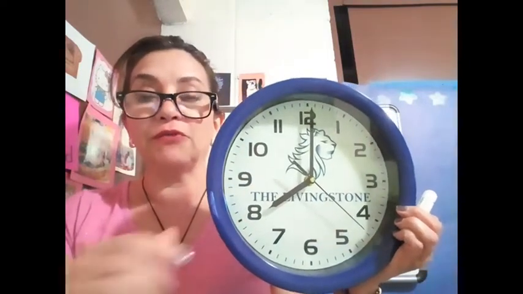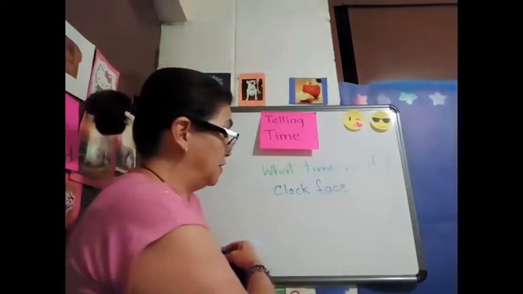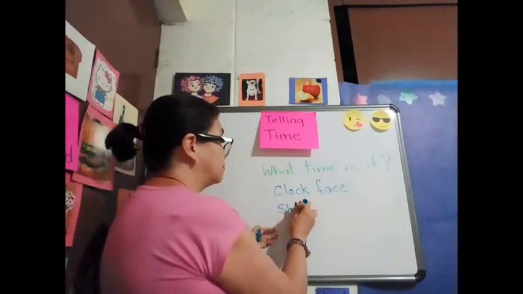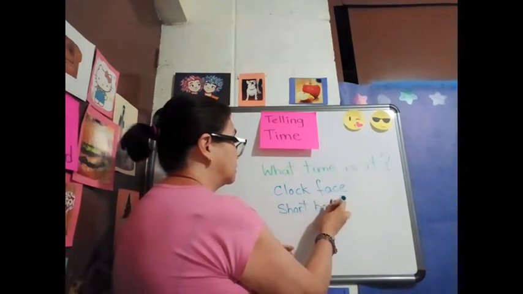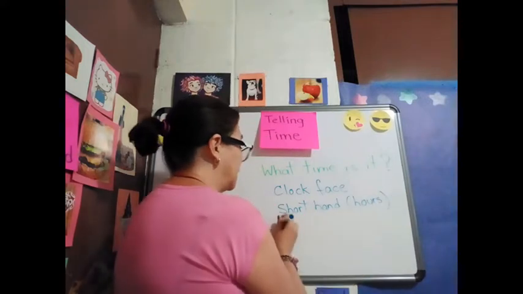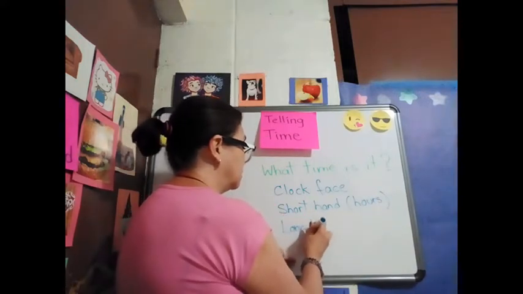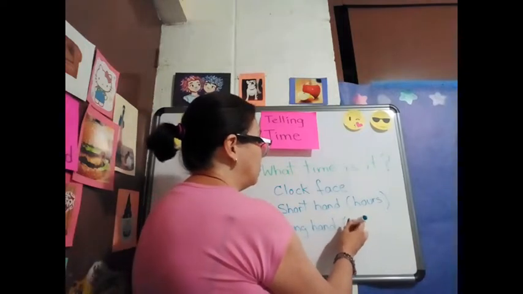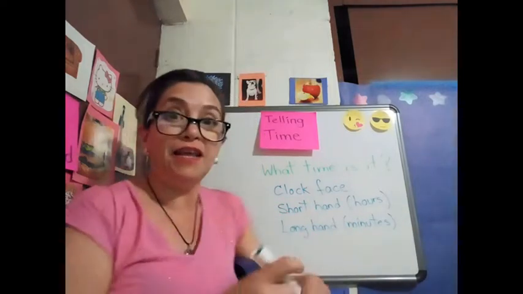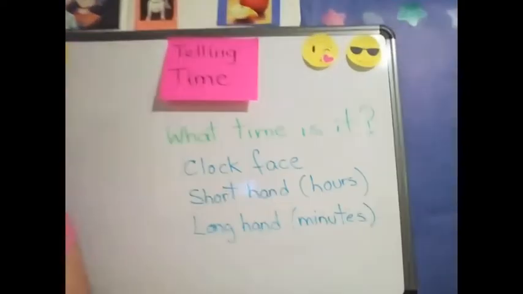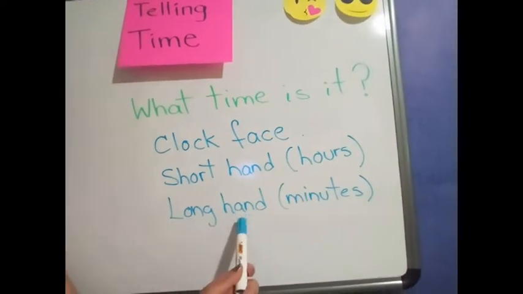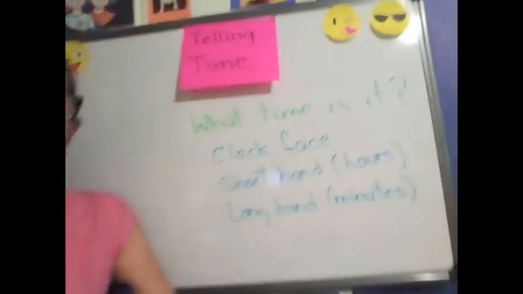Very well. Let me write on the board for you. In the clock face, there is a short hand that shows the hours and the long hand that shows the minutes. Okay, let me show you. Like this. Short hand shows the hours. Long hand shows the minutes. Good.